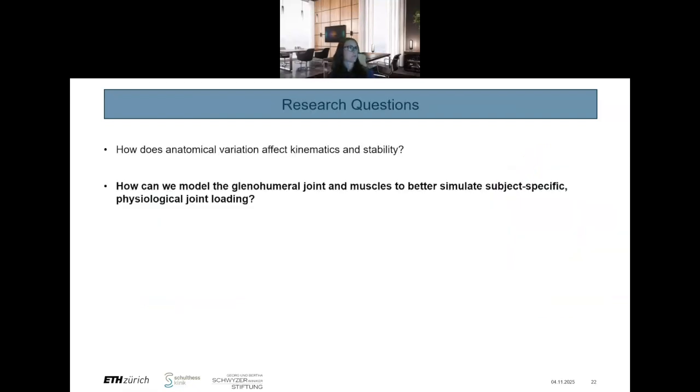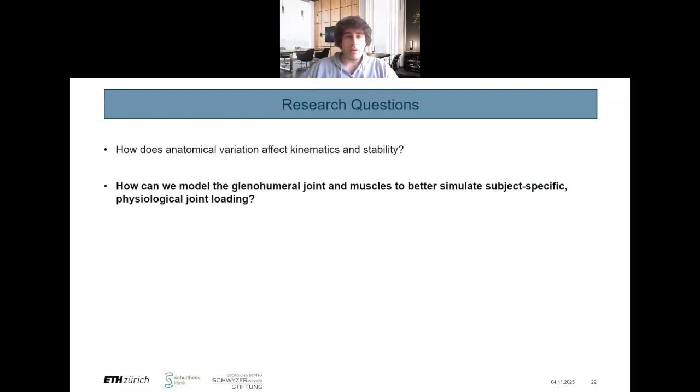So to move on to our next question, how can we model the glenohumeral joint and muscles? Do you mind if I ask you a question now about this study? Did you check what's the effect of the age? And the other thing is, did you check if there were people who were left-handed or right-handed included in the study?